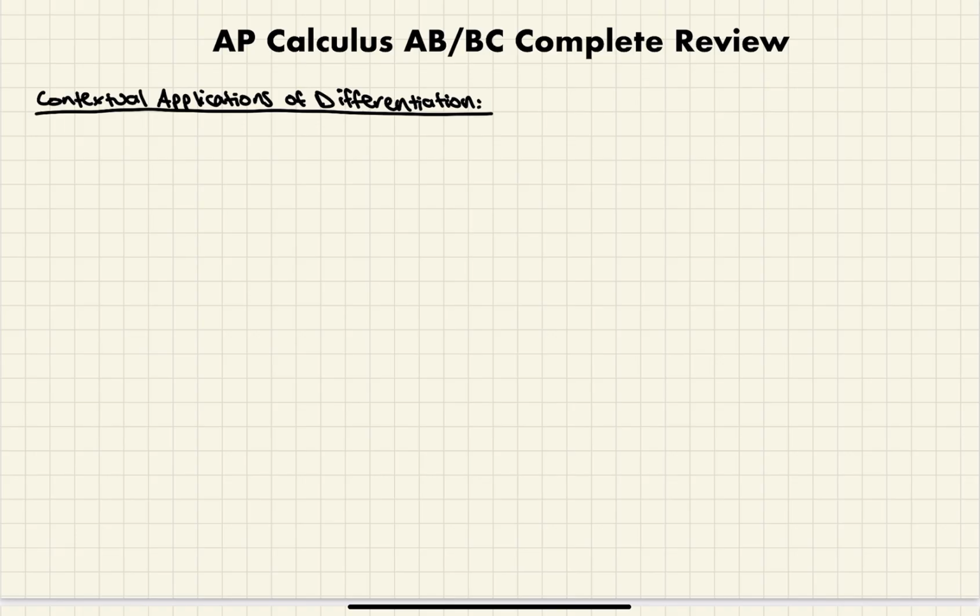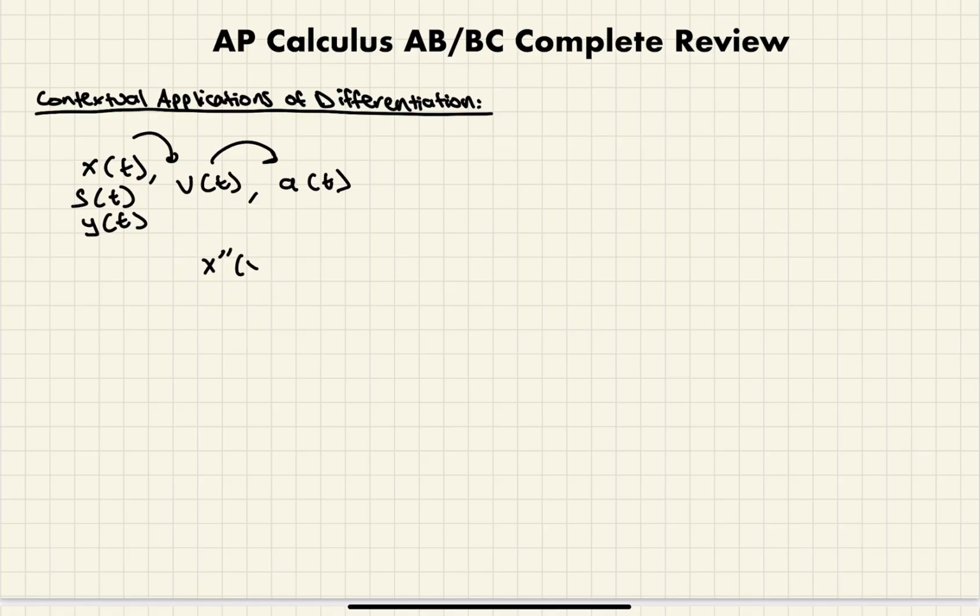So straight line motion is the main application we're going to cover. It's just where you have position x of t, or s of t, or y of t, whatever. You got velocity, which is v of t, and you got acceleration, which is a of t. The derivative of x of t, or position, is velocity, and the derivative of velocity is acceleration. So that's pretty much all there is to this application. It means that the second derivative of position is equal to acceleration.